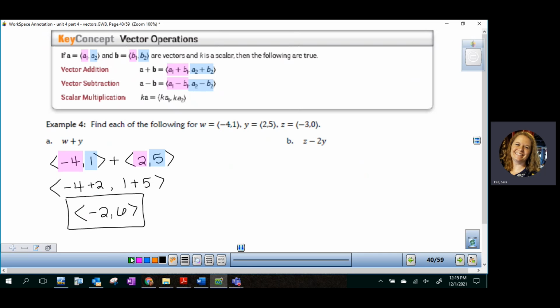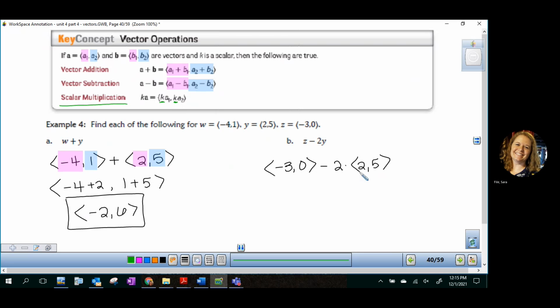All right, now here, I'm going to list out vector z, and we are subtracting 2 times vector y. It says up here for scalar multiplication that both components get multiplied by the k, so I'm going to do that first. I'm going to take 2 times 2 and 2 times 5. So this becomes 4, 10. You're doubling that vector. It's twice as long now, right? That is what I am subtracting from vector z.